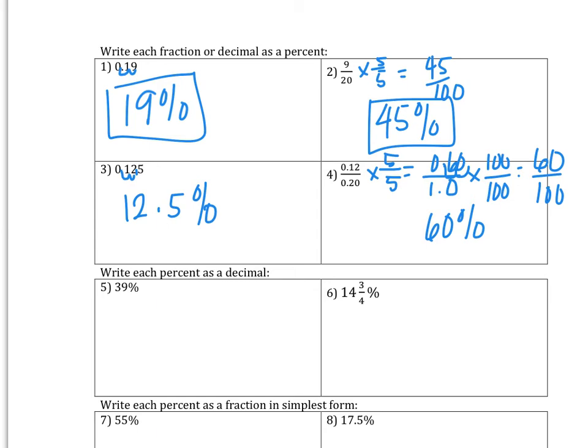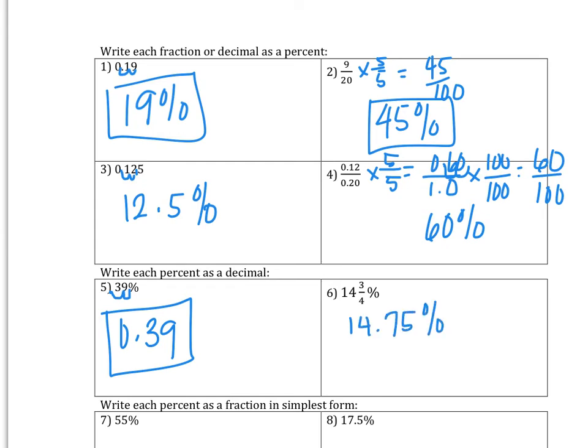Number 5, we want to write each percent as a decimal. So we're going to move our place value over 2 to the left. So that is going to be 0.39. Number 6, I'm going to turn that fraction into a decimal, and then it's going to be easier to work with. So as a decimal, it would look like this. And now I need to take my percent sign off and turn it only into a decimal. So I'm going to move it over 2 place values, and then I can take off the percent.